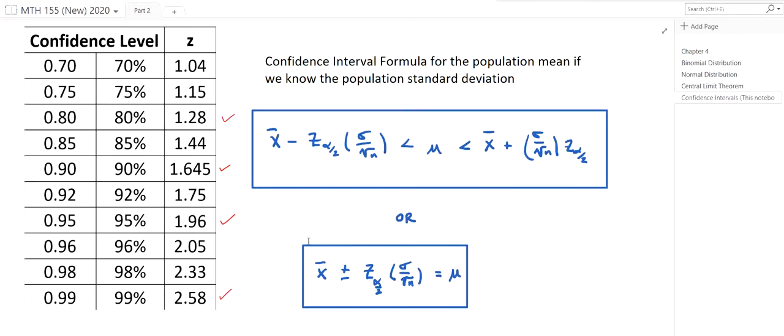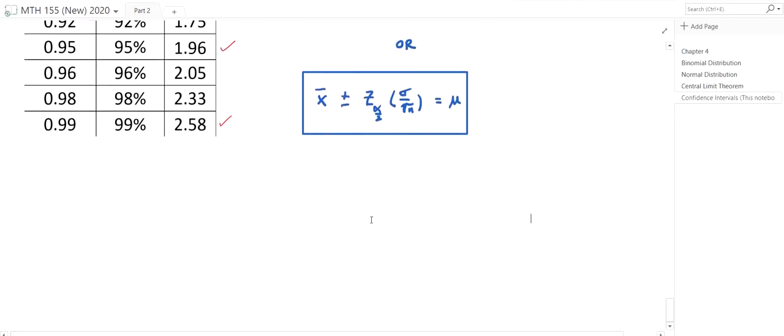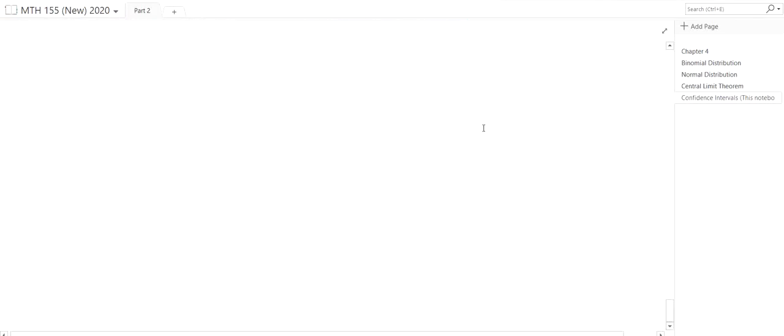Okay, we could also set our formula up in this form. Let's see if I can page down. Yeah, okay. So that's a summary of what we've done in the past up to this point.